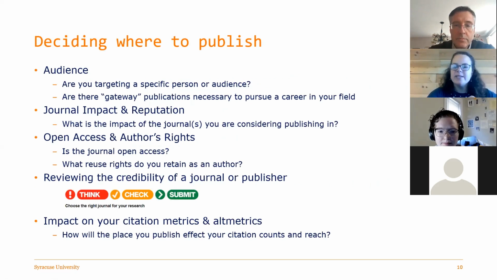The reason I wanted you again to know a little bit about metrics is that knowing about those metrics influences where you publish. I'm just going to read through this a little bit, but audience. So are you targeting a specific person or audience? This is something I mentioned earlier, that your advisor or PI may say, we need to publish in this journal because we want to get this grant next time, and I know this person reads this journal, or this is a top journal in our field, let's go for it.